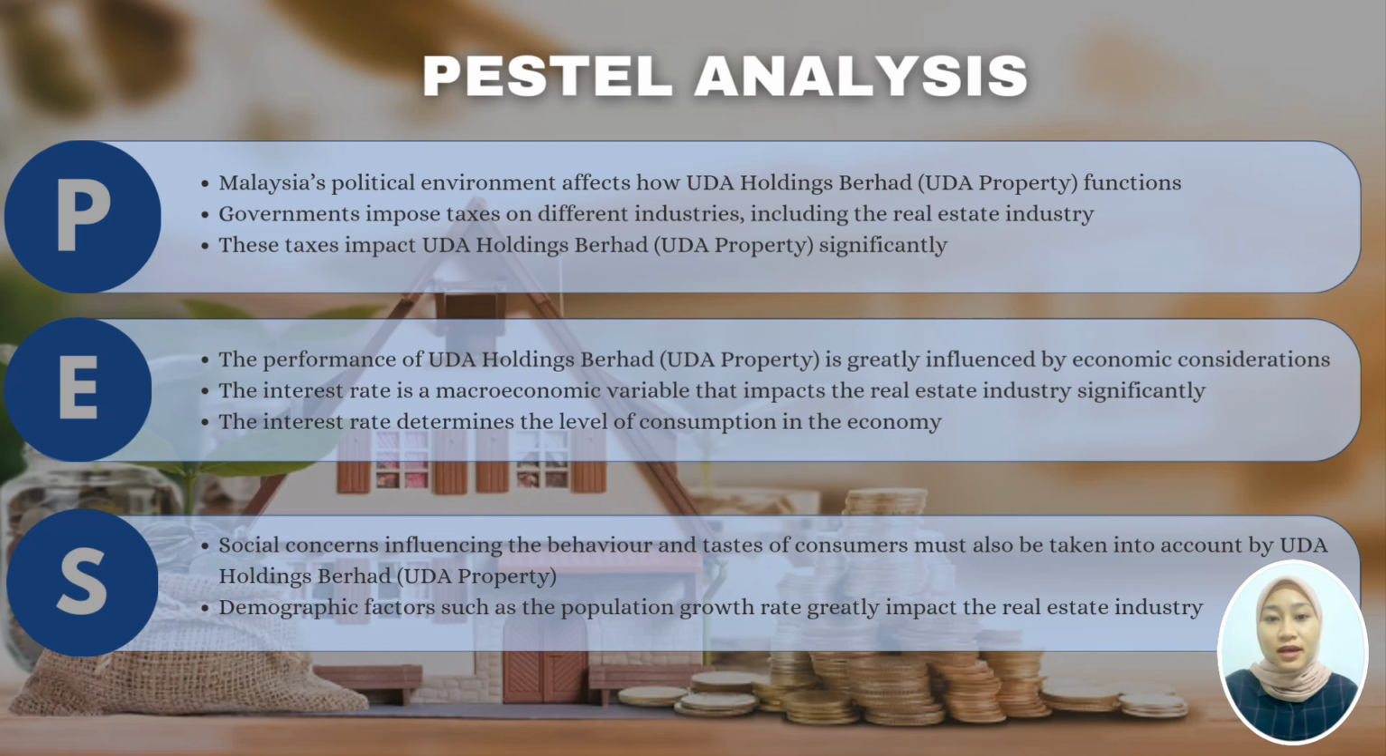Secondly, E, economic. Economic factors have a great impact on different industries. The performance of UDA Property is greatly influenced by economic considerations. The interest rate is a macroeconomic variable that impacts the real estate industry significantly. The interest rate determines the level of consumption in the economy. Due to this, the demand in the real estate industry will fall.